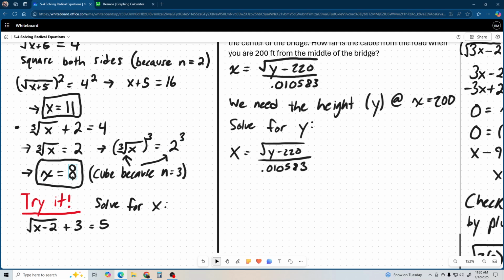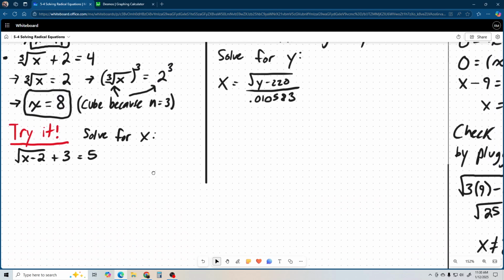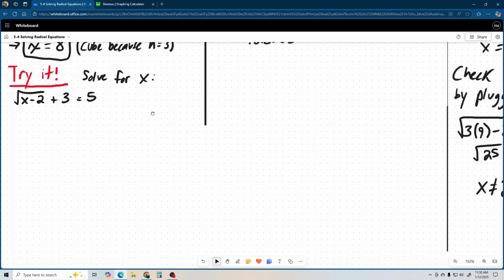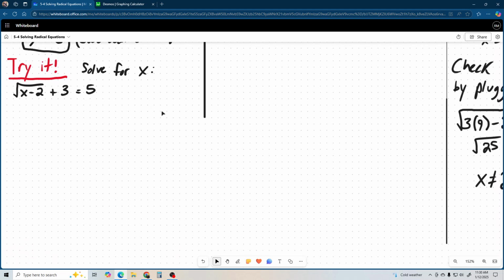All right, so go and try this one for yourselves. We have the square root of x minus 2, plus 3, equals 5. Go and give that one a shot. Pause the video, and we will come back and do it together.